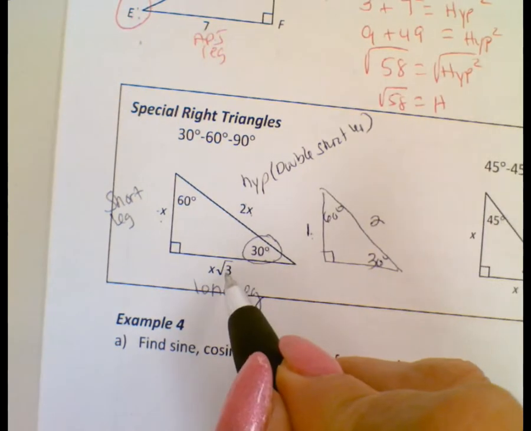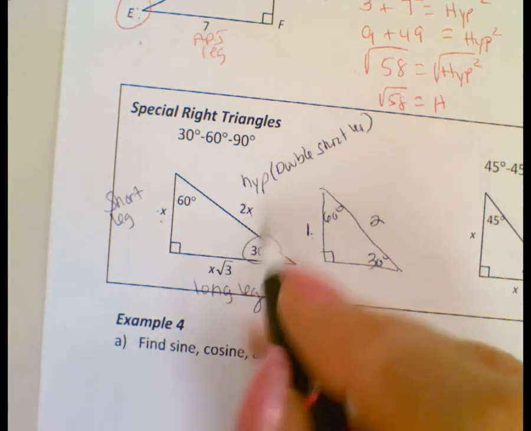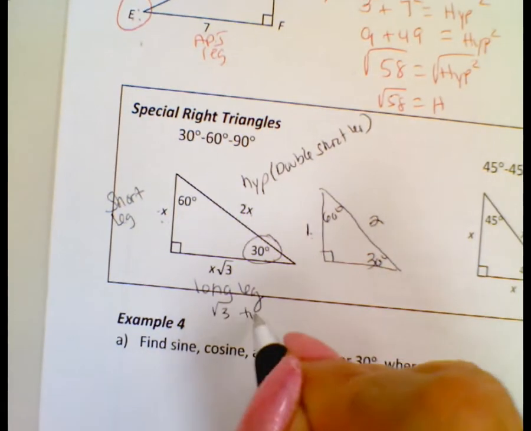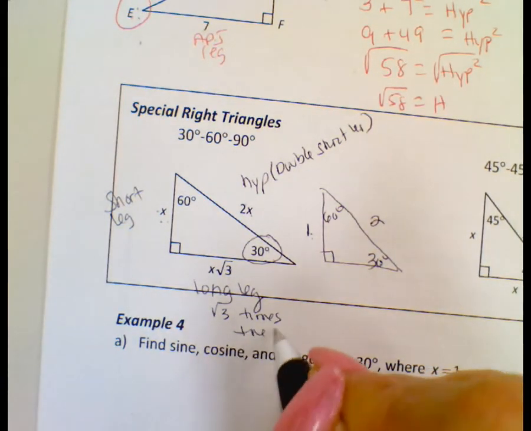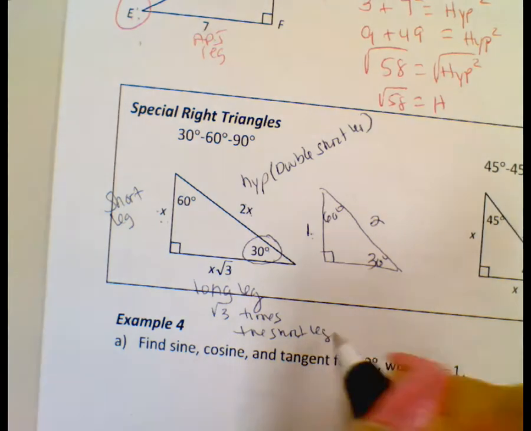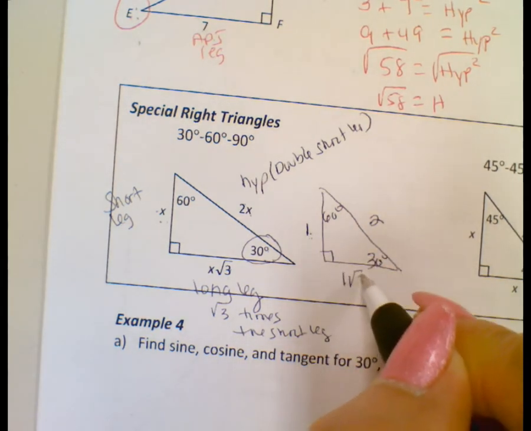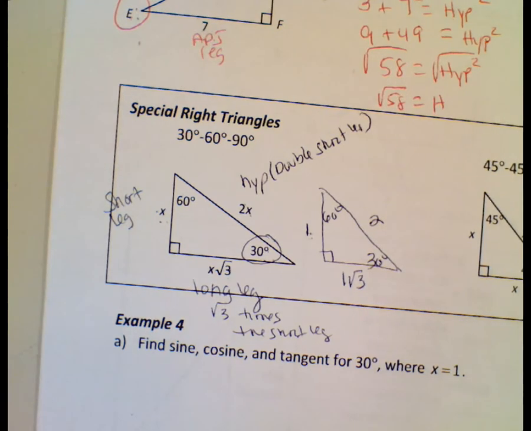If the short leg is x, the long leg is radical 3 times the short leg. So you would say that this is radical 3 times the short leg. If this is the short leg, then the long leg would be 1 times radical 3, or just radical 3.